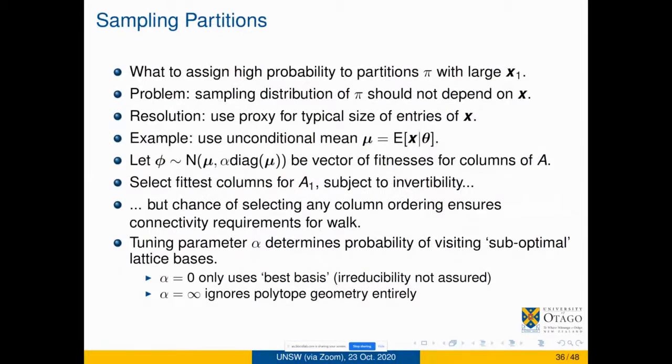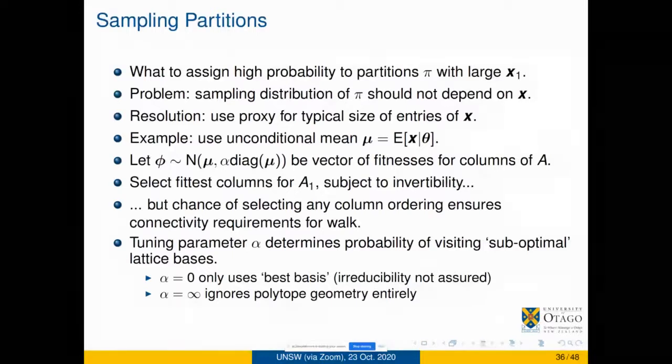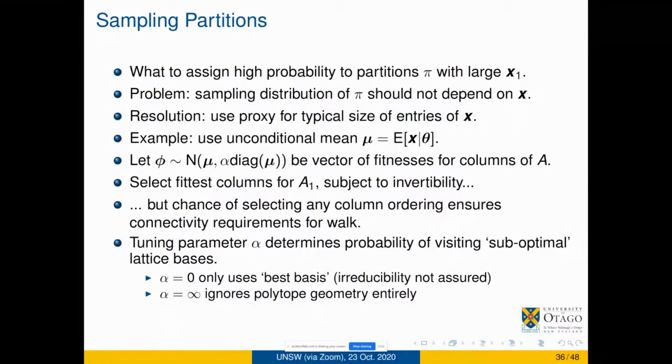As I said, I can't choose moves that depend upon the size of the x's, so instead I'm going to choose moves that depend upon the mean of the x's, or something similar. And what I'm going to do is choose a fitness for the columns of A. So this is what phi is. It's going to be a fitness vector. What it does is it goes to each column of A, and it basically says, how large are your entries? We want the entries of A1 to be large. If the entries of A1 are large, that corresponds to slack in that linear system I've just discussed. It corresponds to zooming around the Y fibre. So something with large fitness is typically something I want in the partition A1. And so you think, okay, I'll put the fittest columns in A1, subject to requiring that A1 is invertible.